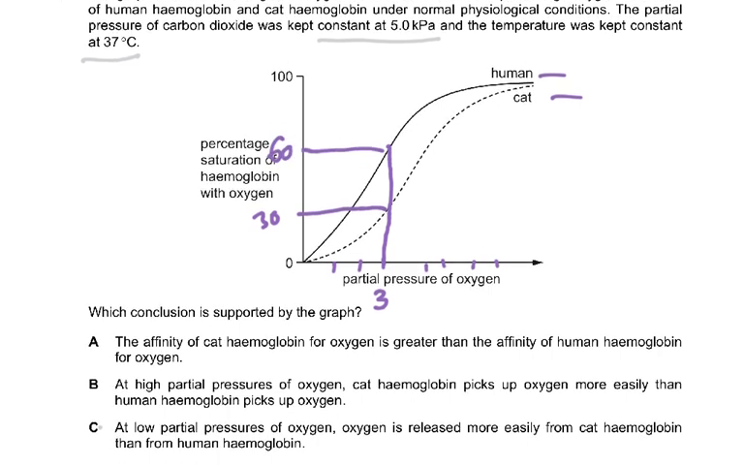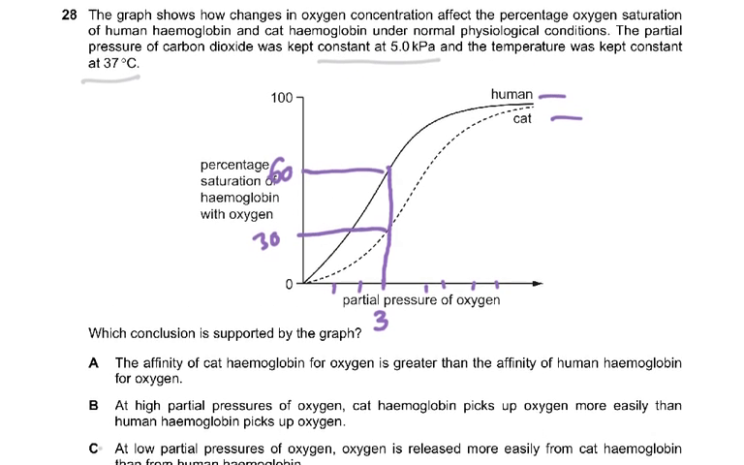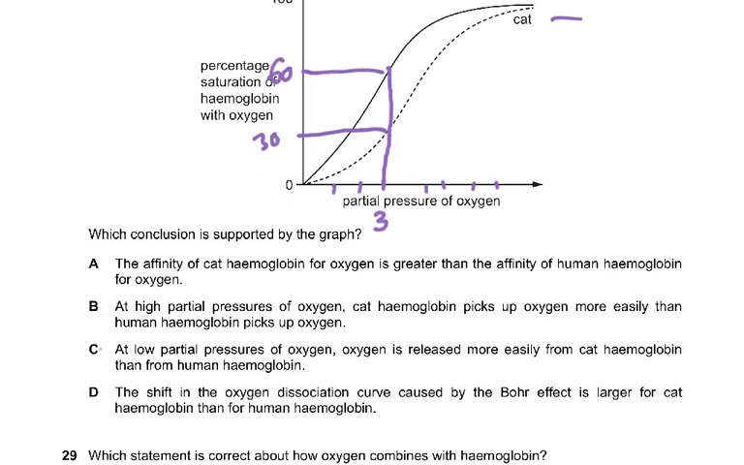Which conclusion is supported by the graph? Now, the answer is C. Why is the answer C? At low partial pressure of oxygen, oxygen is released more easily from cat hemoglobin than from human hemoglobin. So at 3 partial pressure, you can say the cat hemoglobin was only 30%, while the human hemoglobin was 60% saturated.